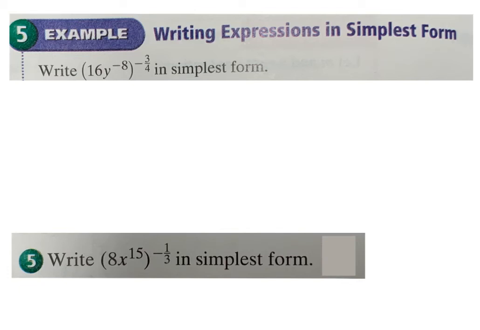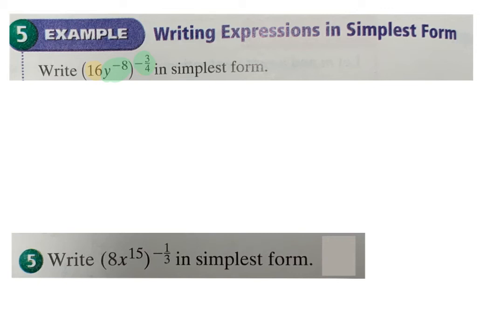All right, so they want us to write this in simplest form. We have 16y to the negative 8, all to the negative 3/4. The first thing I want to look at is the fact that you have a negative exponent inside and a negative exponent outside. When this happens, you're going to have some jumping around. Like one's going to turn positive, one's not going to be positive, etc. So when I was doing this one, I would actually look at them individually. I would take 16 to the negative 3/4, and then I would take y to the negative 8 to the negative 3/4. So I would do those individually.